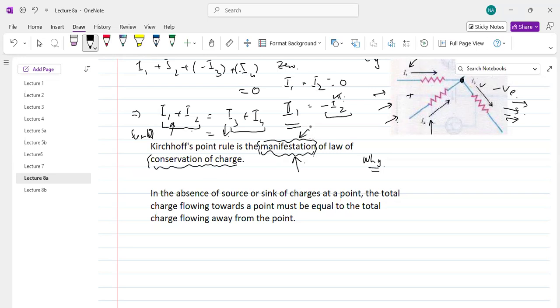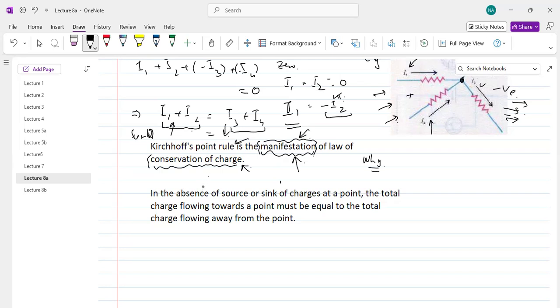Manifestation means to express itself. So the law of conservation of charge manifests itself in the form of Kirchhoff's point rule, or Kirchhoff's first rule.